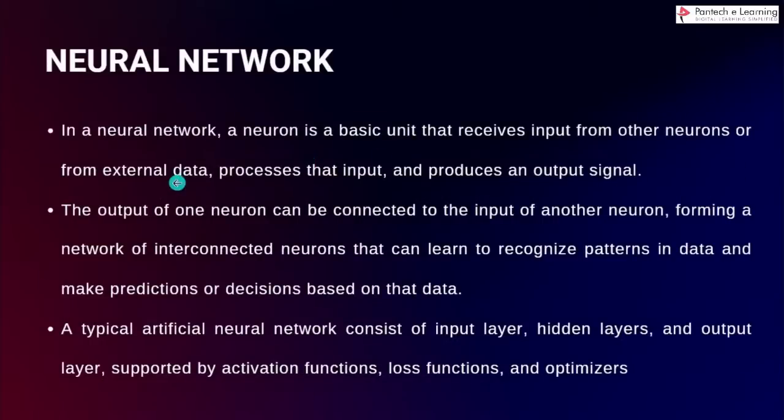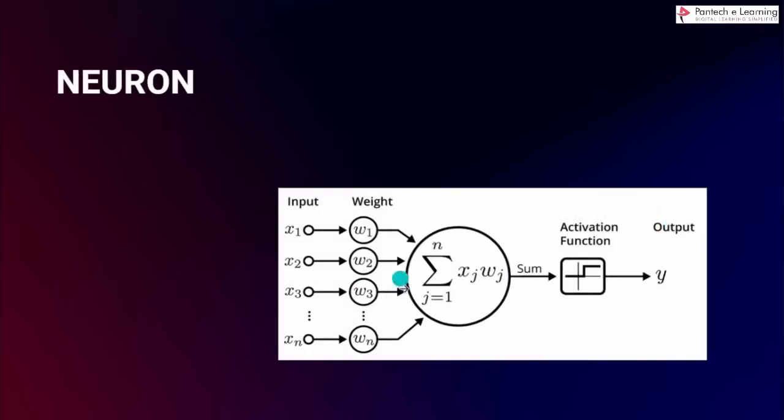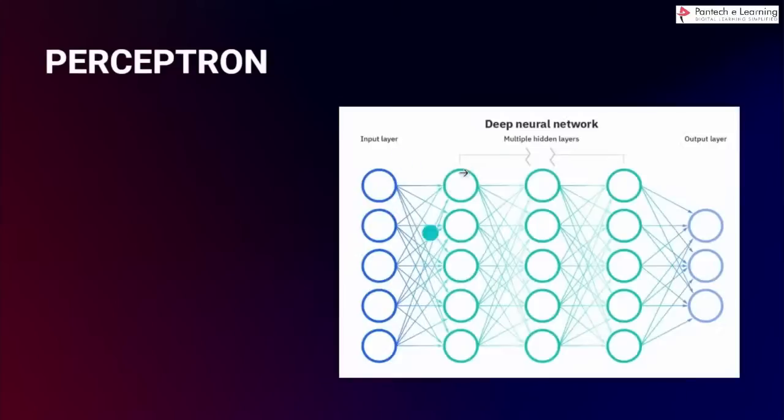And other neurons, apart from external data, process that input and produce an output signal. And how are they producing the output? Some weight is added, one bias, a constant, is added, and an activation function is applied. And which activation function we'll use, we'll decide later on. This is what a neuron will do: get the input, do this process, give the output, and a combination of them will work together.